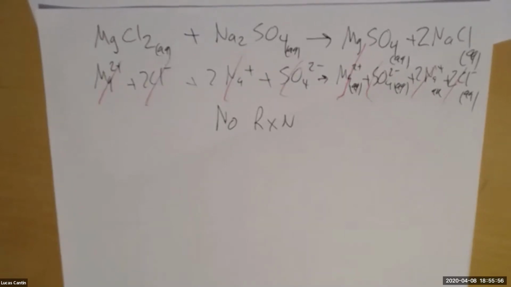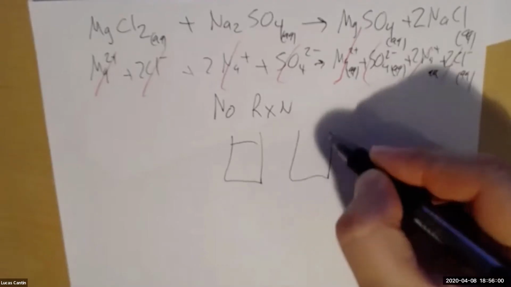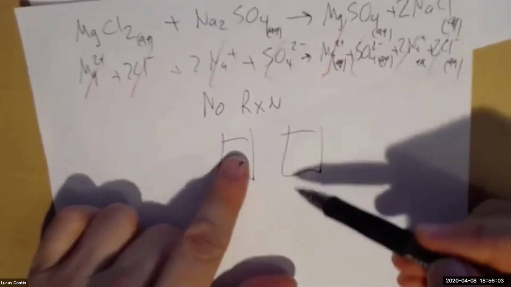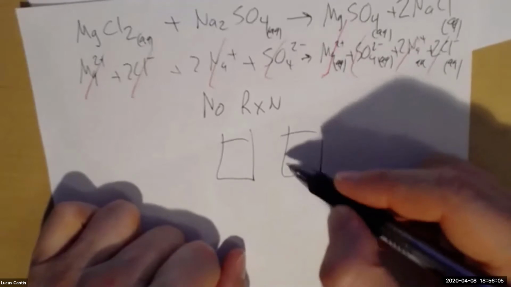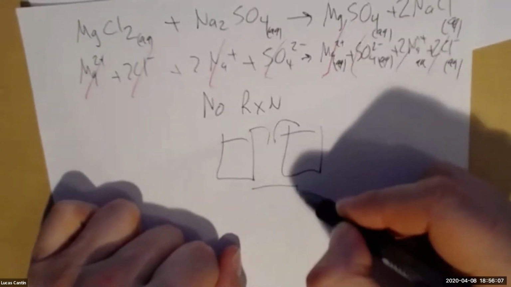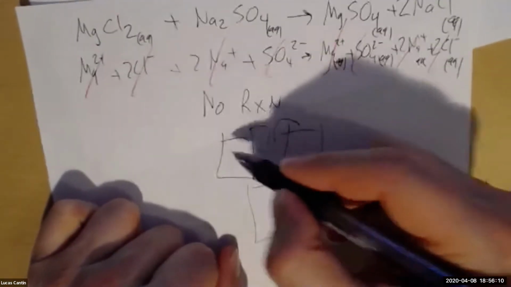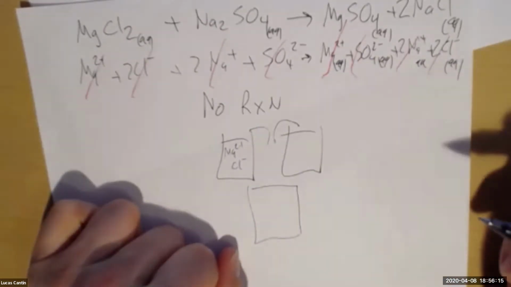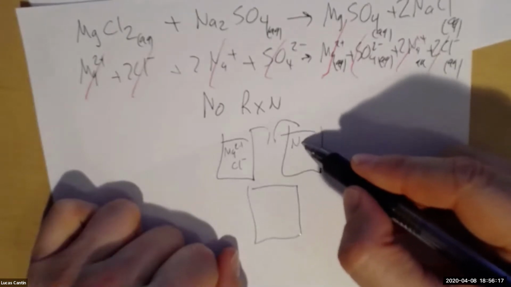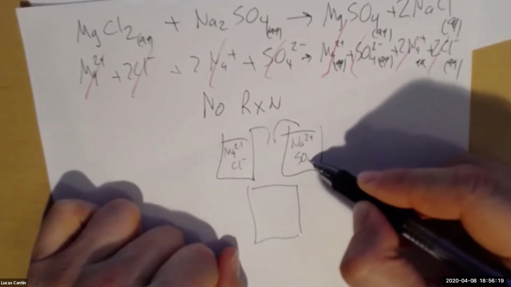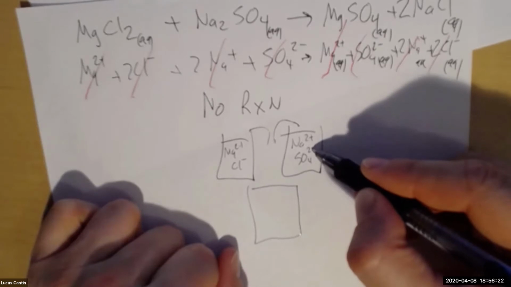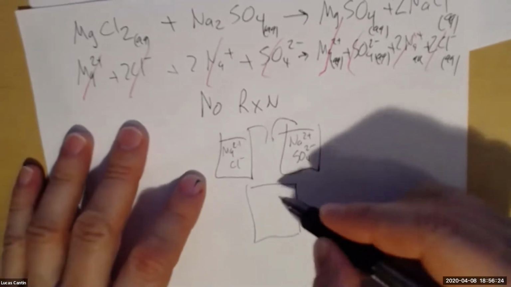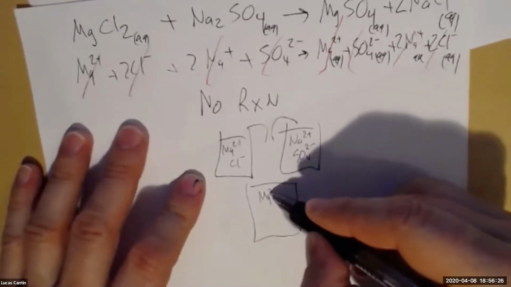I'm mixing two clear liquids, and there's no neutralization, so I pour them together into one container. This one has magnesium ions and chloride ions floating around, and this one has sodium ions and sulfate ions floating around. When I mix them together, I just have all four of those ions floating around. There's no actual reaction happening. There's no change.